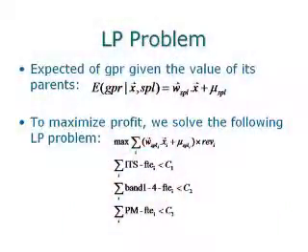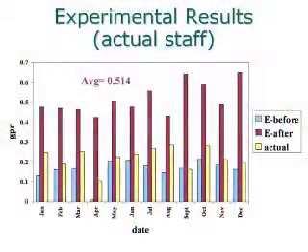Okay, we'll keep going. Okay, so these are the constraints, and okay, explain the constraints. And this is the experimental result. So the first bar, the blue bar, is the expected value before changing any variable. And the yellow bar is the actual GPR average for a month.